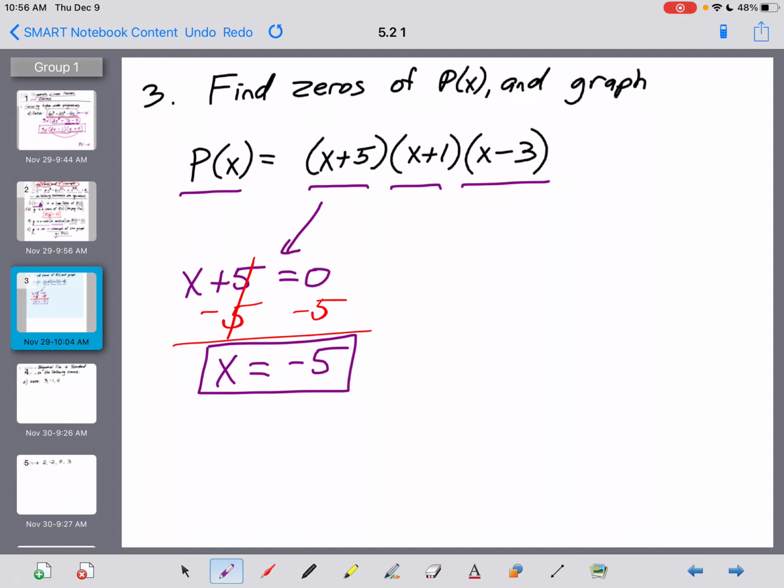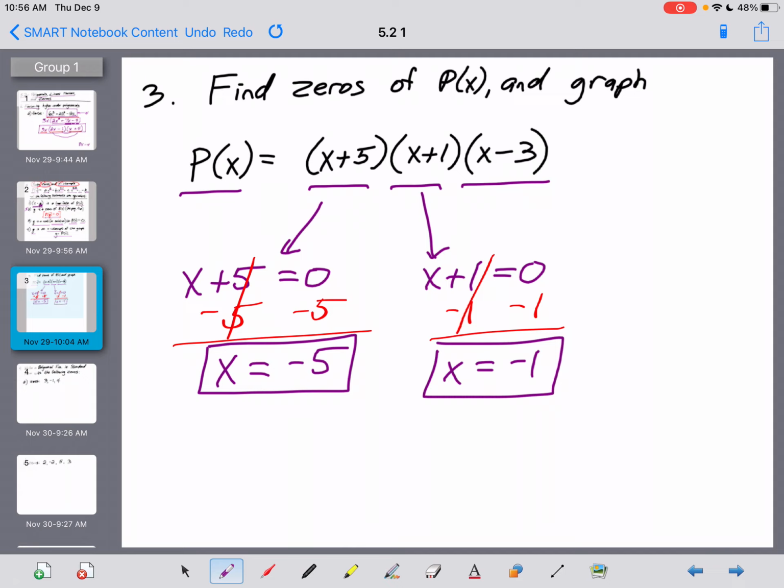We have another zero that's going to come from the linear factor x + 1. We'll set that equal to 0. We'll subtract a 1 from each side. Those cancel, and we'll get another zero here of x = -1. So there's a second zero.